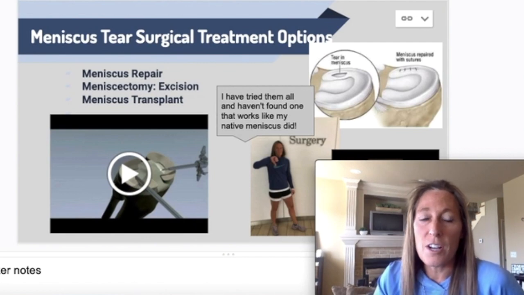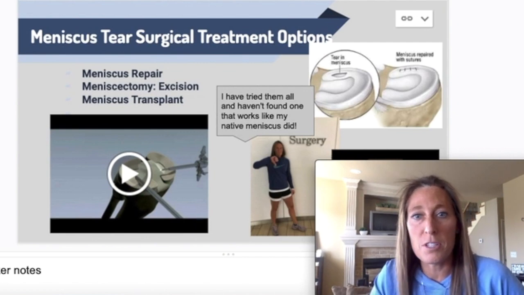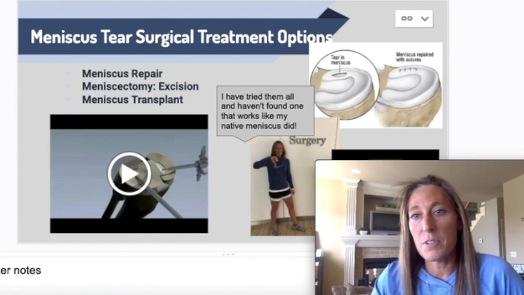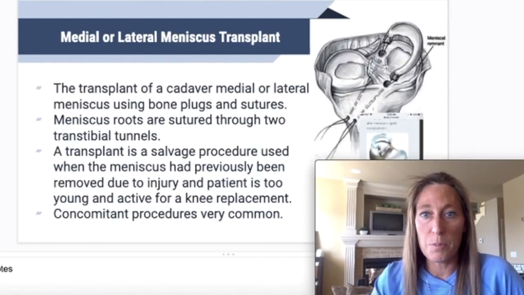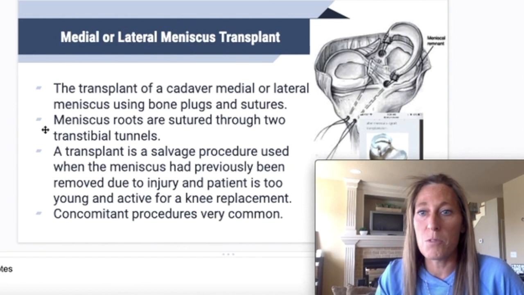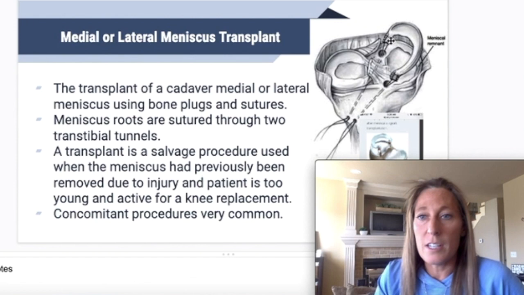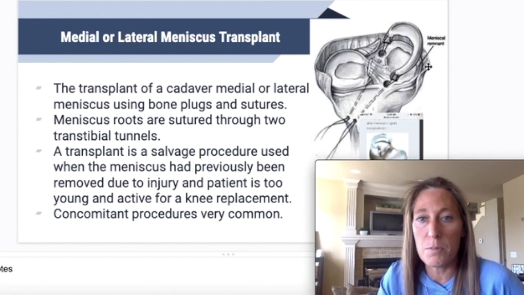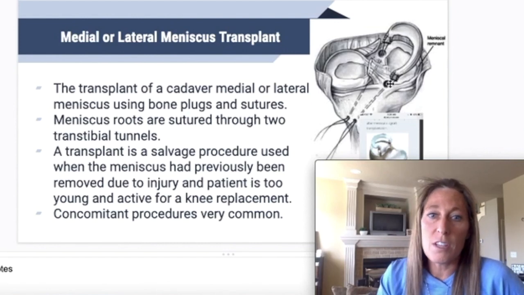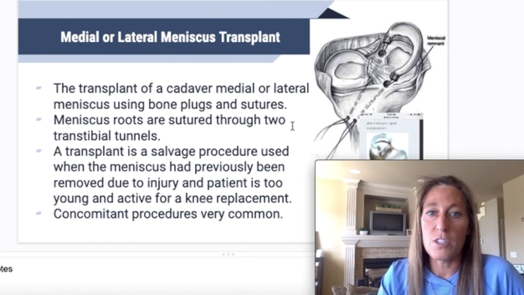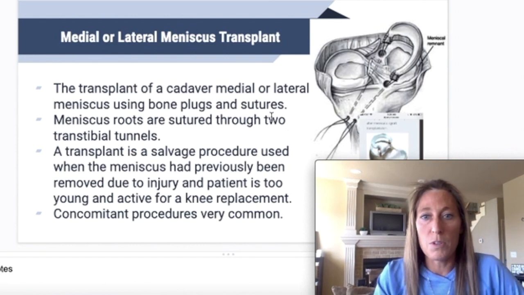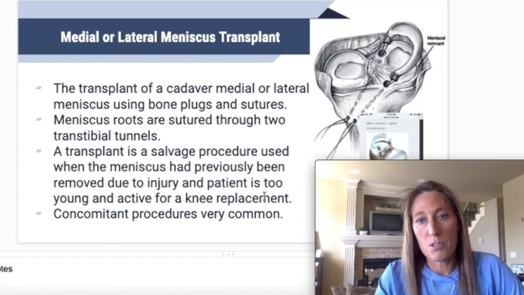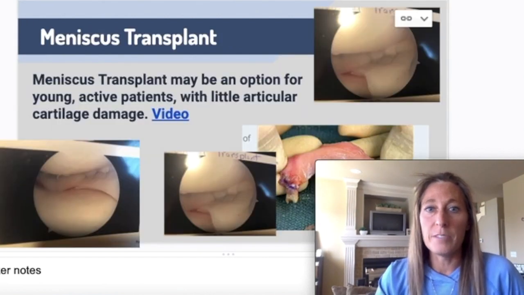There are some treatment options for meniscus tear. There's a meniscus tear repair. There's a meniscectomy where they take it out or part of it out, and a meniscus transplant. A meniscus transplant, I believe this is where we left off yesterday, where the meniscus of a cadaver is taken from their knee, and then there's 2 bone plugs left on. If it's a lateral transplant, they use a trough, which they leave a whole bone piece there, and then sometimes they don't leave any bone pieces at all. This is a salvage procedure for patients that are too young and too active to get a knee replacement. Concomitant procedures are very common with meniscus transplant.